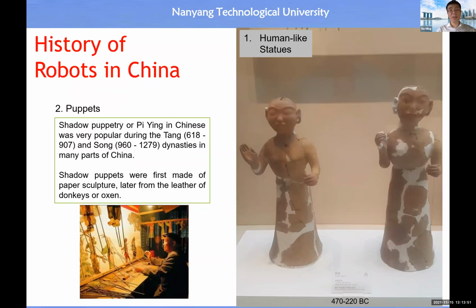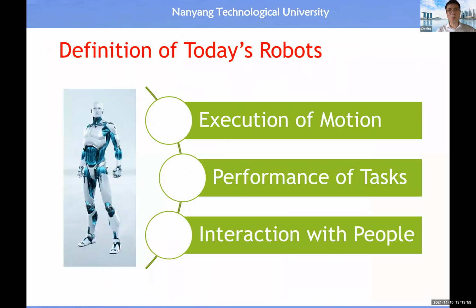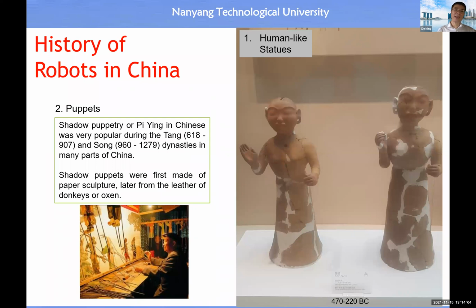Now we look at the history of the robot, because in the previous slide we understood what a robot is. Then we would like to know whether the history of robotics is long or short. This slide basically tells you that robotics has a long history. It's not a short history. Robotics is not a new business. Actually, robotics is the old business of human beings.